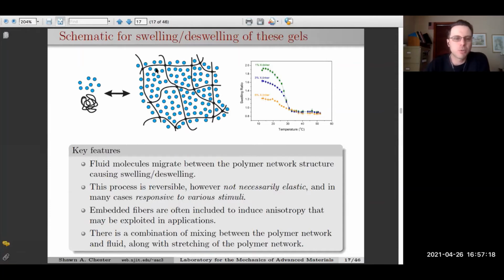And now when swollen, what you see here is the polymer network has swollen, it's expanded, and the black lines are the same old polymer chains. They're still chemically cross-linked to each other at their junctions, right? But the fluid has simply gone inside and expanded it out. It doesn't break anything apart. There's no damage in there.